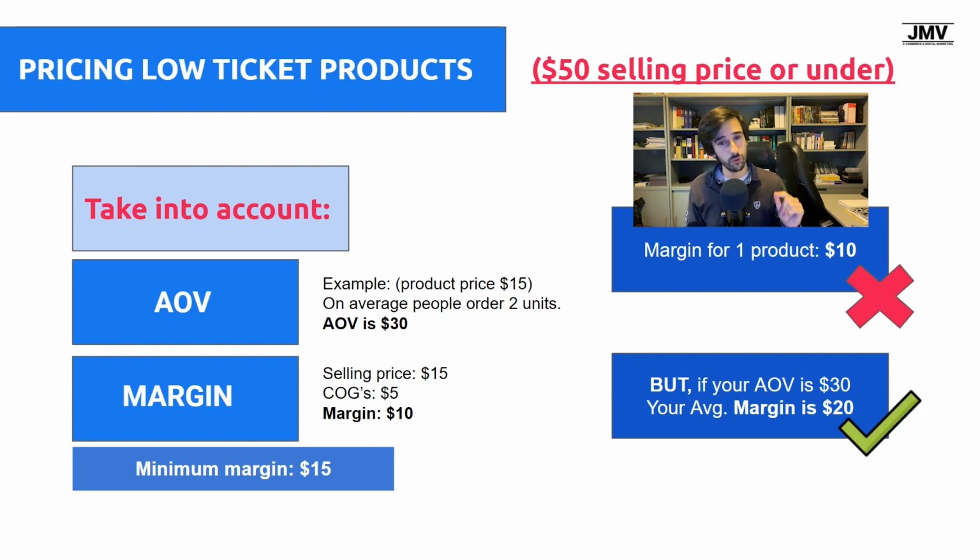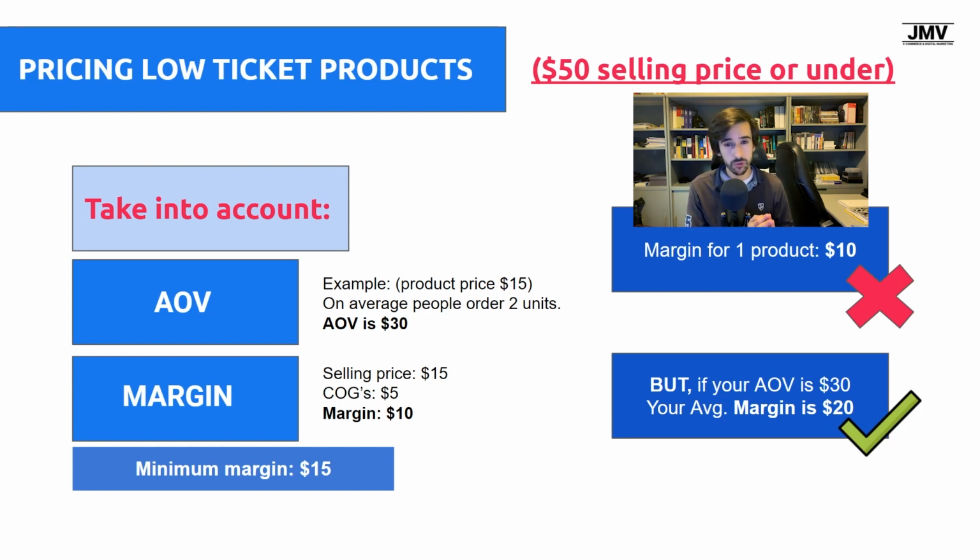So your average order value is $30 because people buy 2. This means that your margin per unit is just $10, which would mean your margin would be less than the recommended minimum margin of $15. But because people don't just buy one unit, your average order value is actually $30 and your average margin is actually $20, which is above $15 and is actually a very good margin for a low ticket product. Do bear this in mind, guys.